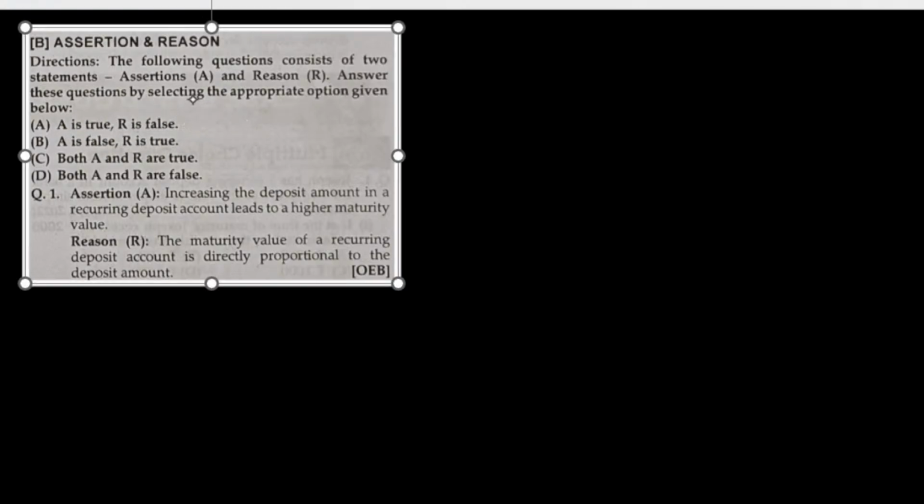So option first, A is true, R is false. A is false, R is true. Option C, both A and R are true. Option D, both A and R are false. So these four options are applicable on all the questions which we are going to do of this kind. First one, assertion.